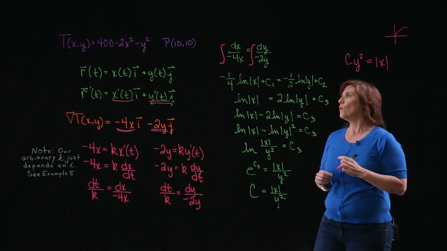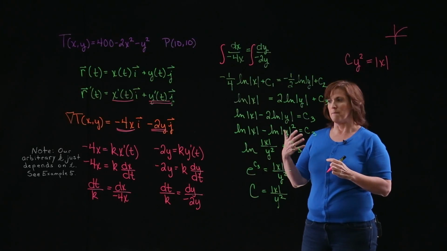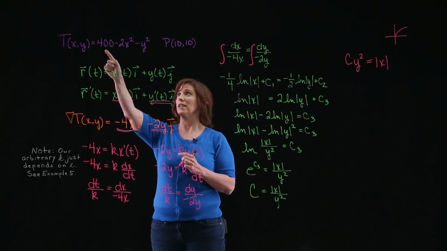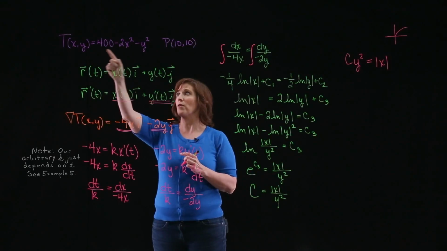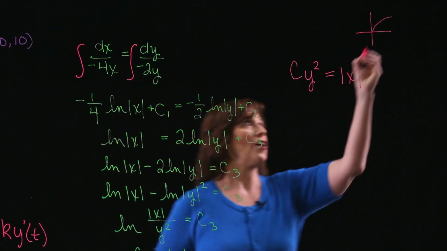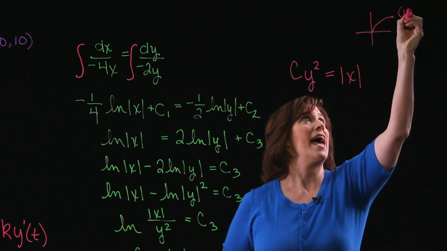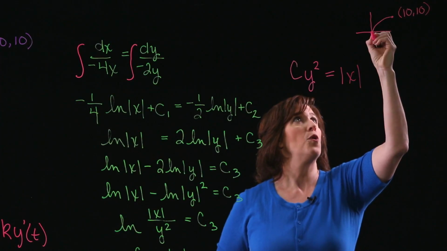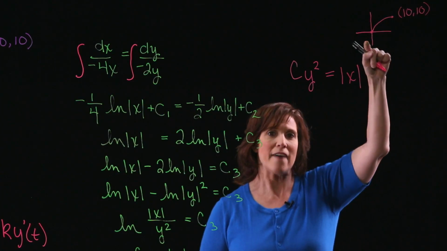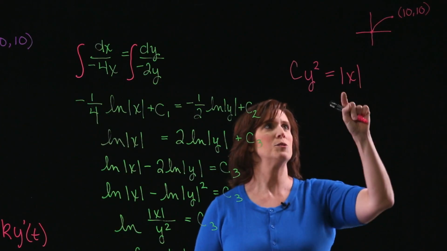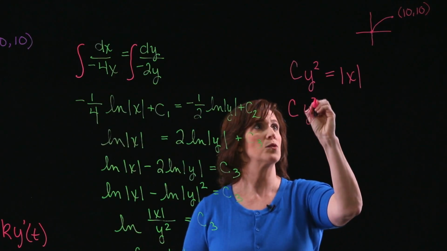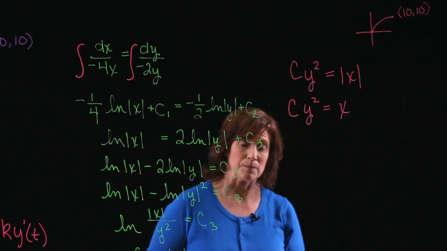Well, why is that? Well, remember, I'm going towards the maximum temperature. And if I look back at my temperature function, the biggest number this is ever going to be is 400. And that's going to happen when x is 0 and y is 0. So I'm starting at 10, 10. And I'll be moving toward 0, 0. So what that tells me is that I'm on that upper half of my sideways parabola, which means I know that x is going to be positive as well. So c times y squared equals x.